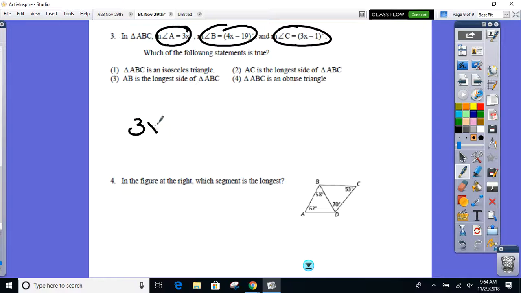All right, so I have 3x, I have 4x minus 19, and I have 3x minus 1. All of them add up to 180 degrees in a triangle. So I'll give you guys a second or two. Go ahead and figure out x. And then if you're feeling crazy, go ahead and plug it back in to figure out the angle measures.